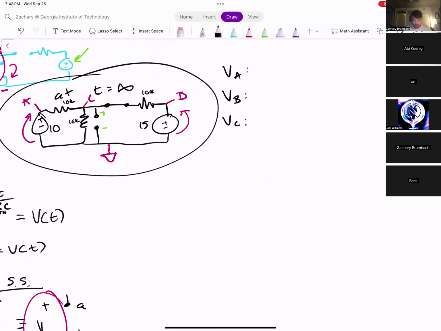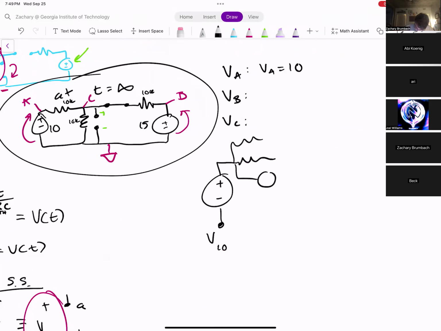I'll solve this doing, yeah, we'll just do node. So at A, we just have a voltage source from ground. So it must be VA equals 10. Okay, you see a voltage source, your job is done if it's ground to somewhere else. Or for instance, if we're in a very complicated circuit and I have some weird branch going up from here, and I know this is 15 volts, I don't have to do any other work.